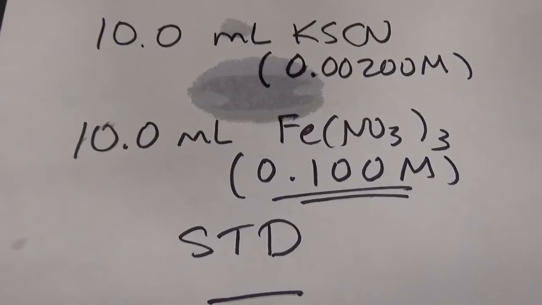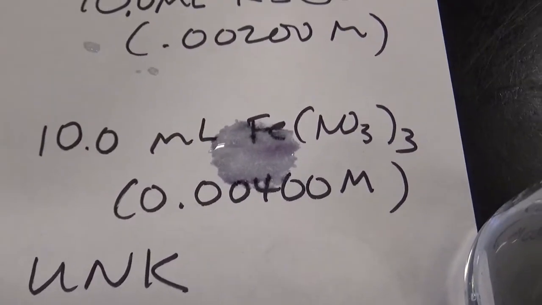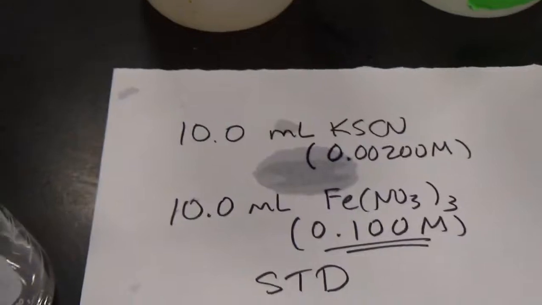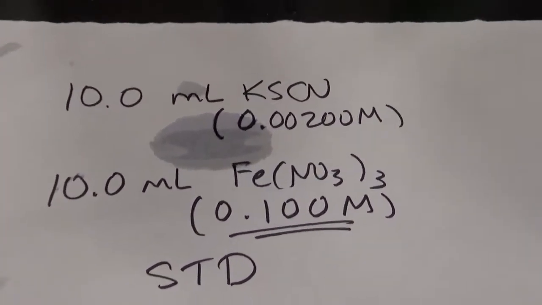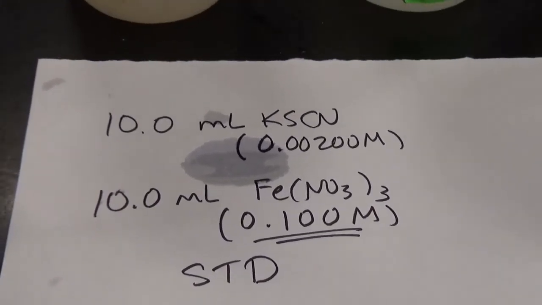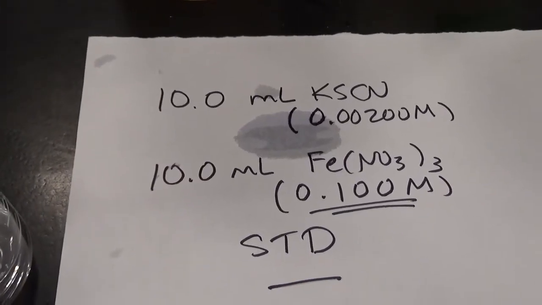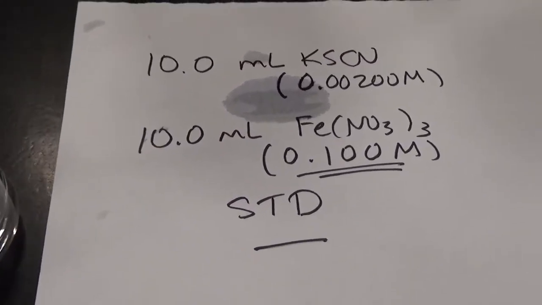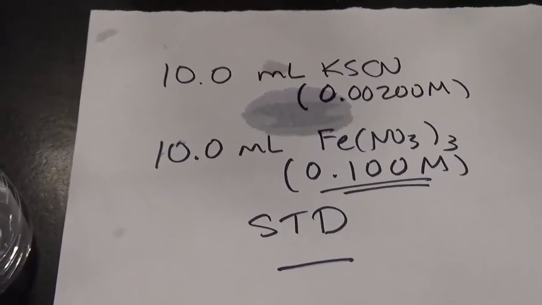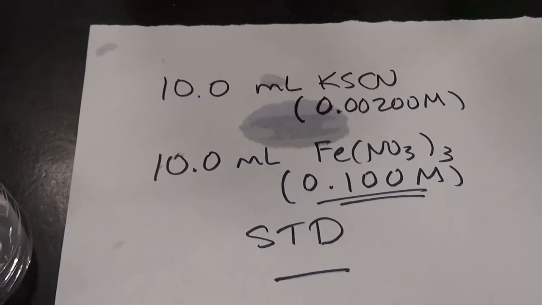It's 10 milliliters of 0.1 molar, as opposed to here, where it's 10.0 milliliters of 0.004 molar. So in the standard solution, we're adding a whole lot more iron nitrate. And as you know, when you add a lot of one reactant, it drives the reaction to the right by Le Chatelier's principle. So it's as if the system at equilibrium were responding to adding a large amount of the ferric nitrate. And so this reaction will basically very nearly go to completion.